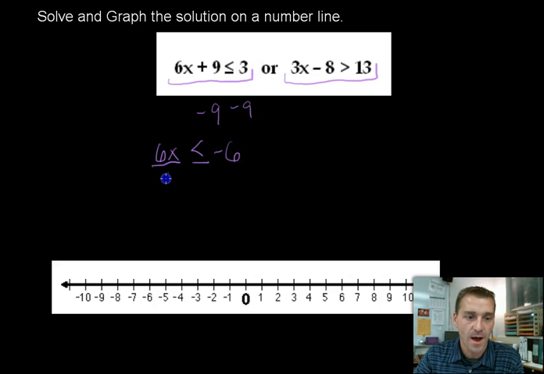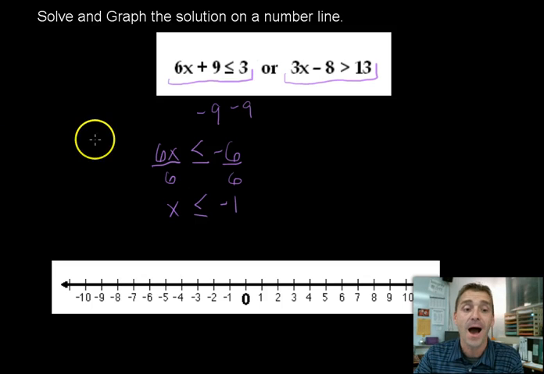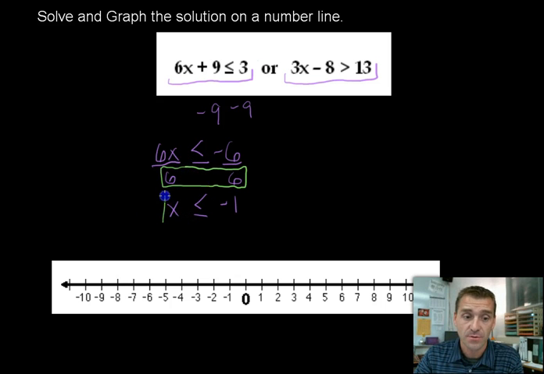Keep on going, now I'll divide by 6, it's no different than what we've done all along, so I get x less than or equal to negative 1. Wait a minute, don't I flip the inequality? You only do that, remember, when you're dividing by or multiplying by a negative. And in this case, I'm dividing by a positive 6. So this right here is 100% cool.